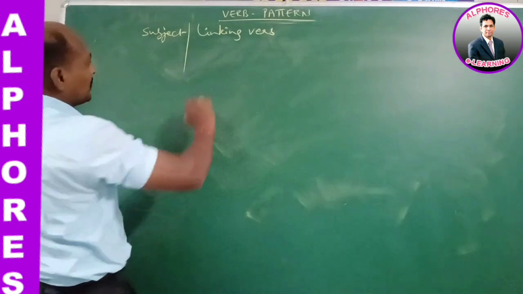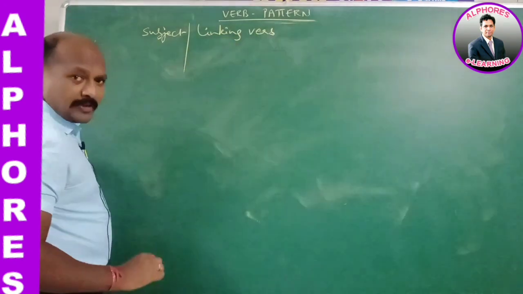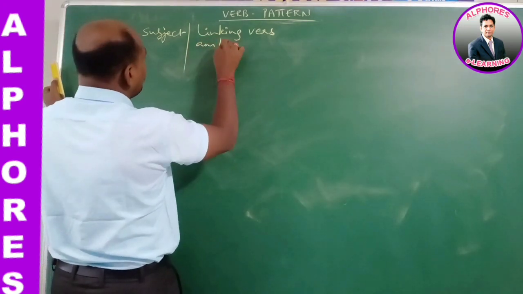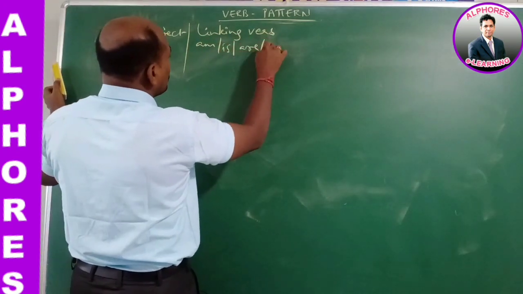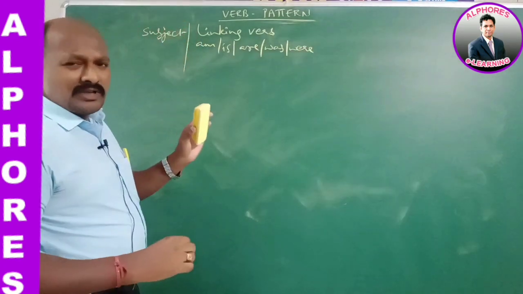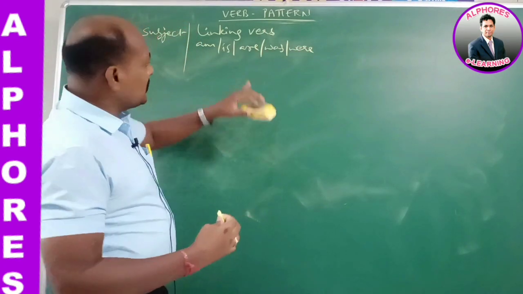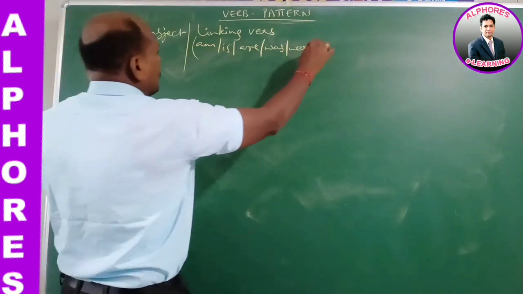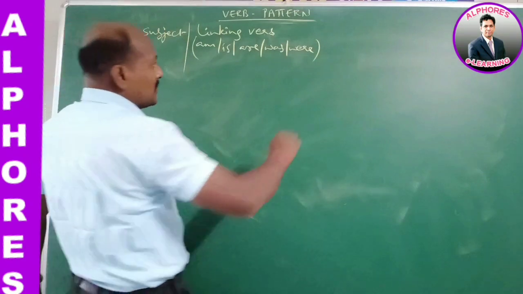Linking verbs can be called B forms. Let me tell you simply, B forms are five: am, is, are, was and were. If I say B forms, some of the students may not understand. That's why let me tell you in detail: linking verbs, in the sense of B forms, are called am, is, are, was, were.